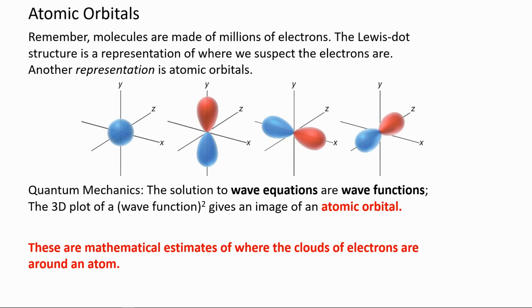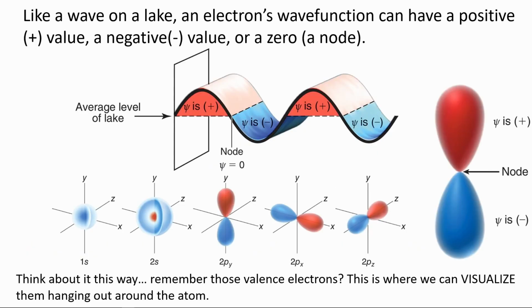If you go into physical organic chemistry or physical chemistry, you'll go through some of the math of these approximations. But for now, we simply want to use this as a model to understand the shape of the areas where the electrons are going to exist for each of the different types of atoms that we're working with. So like a wave on a lake, an electron's wave function can have both a positive value and a negative value and a node. And for each different type of orbital, we're going to have a different type of shape.